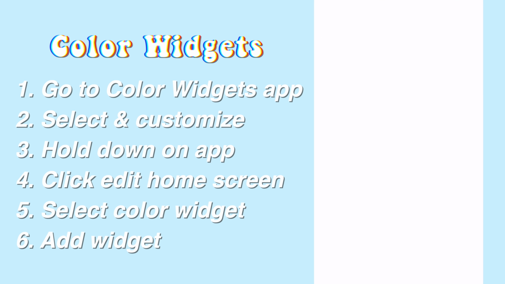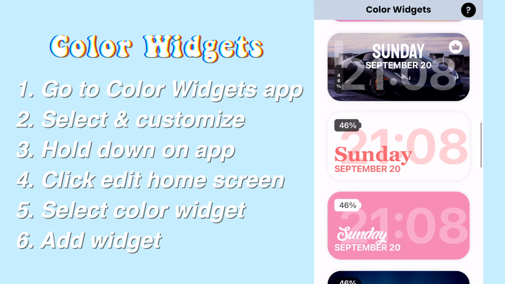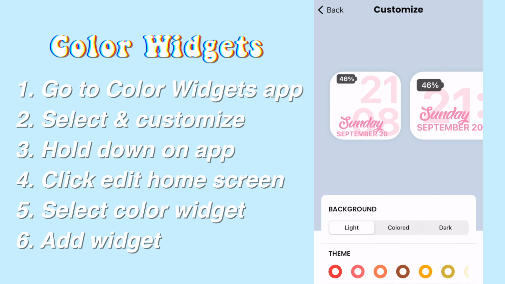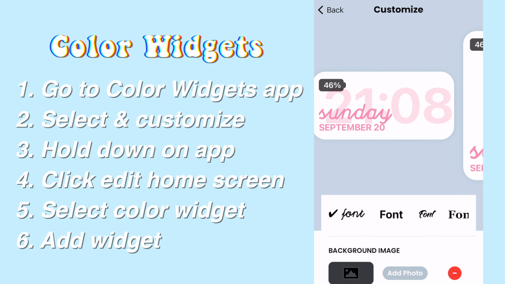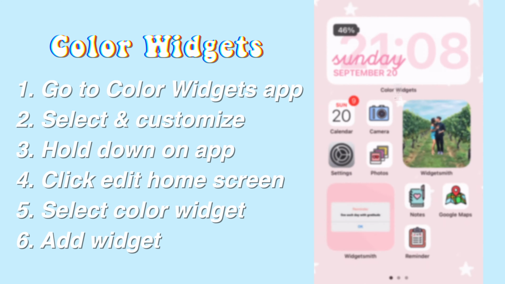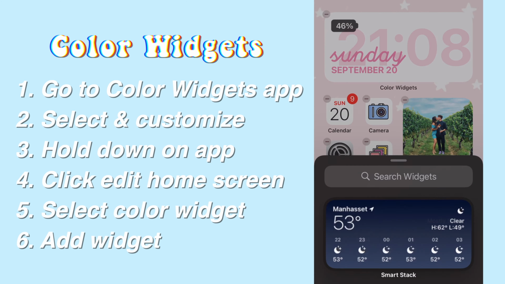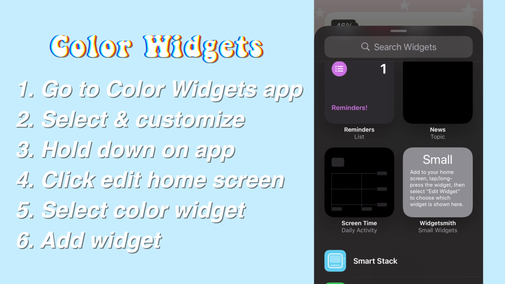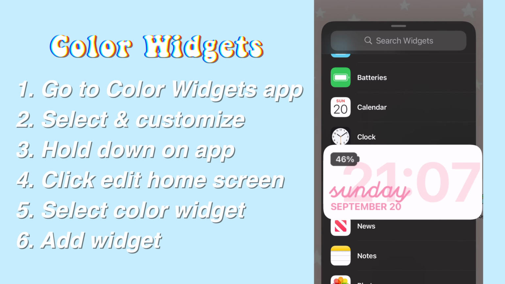Now for color widgets, it's the same process as adding a widget, so go to Color Widgets app, select a design that you like, customize it to your liking. You can change the background, the theme, and the font. And when you're done, click Set Widget, and once again, hold down on the app, click Edit Home Screen, click the plus sign on the left-hand corner, search for color widgets, and then click Add Widgets.